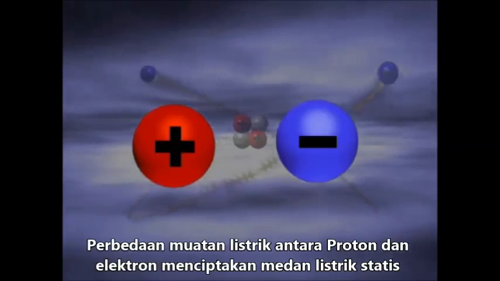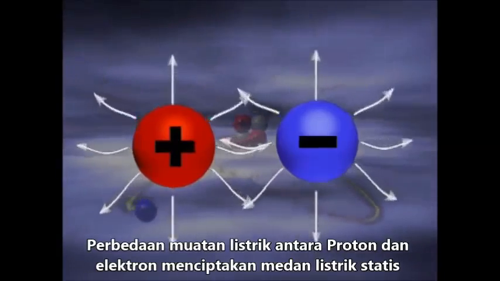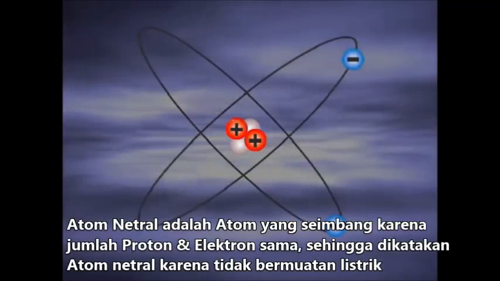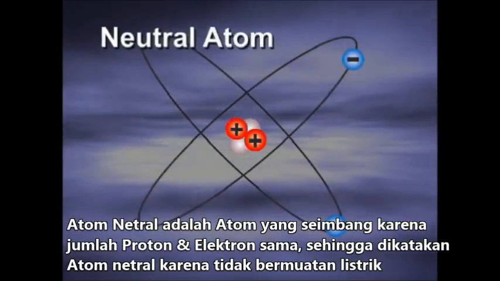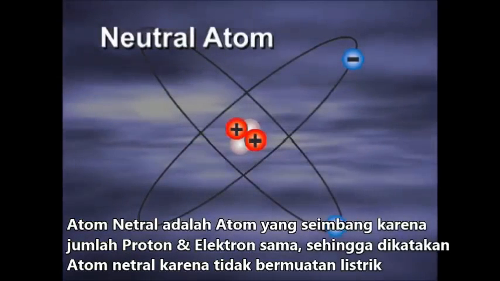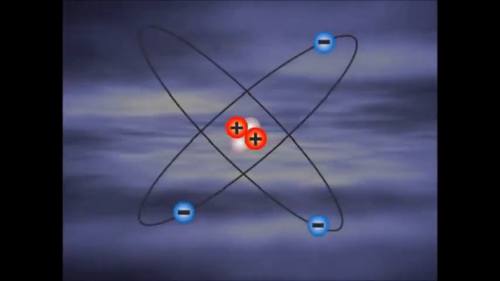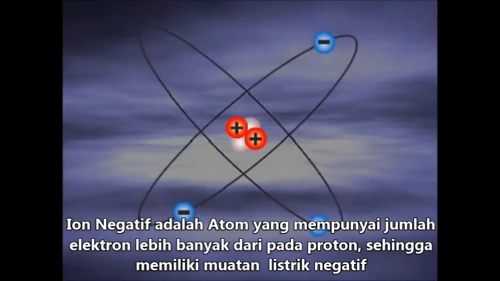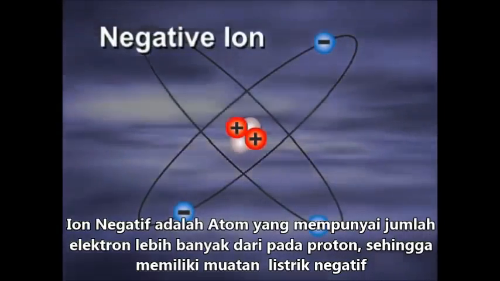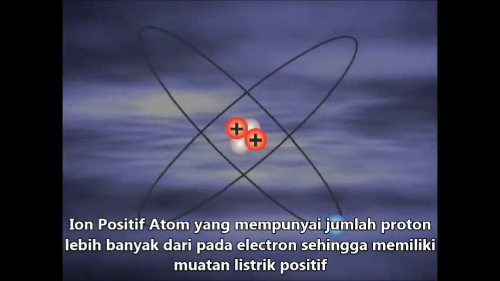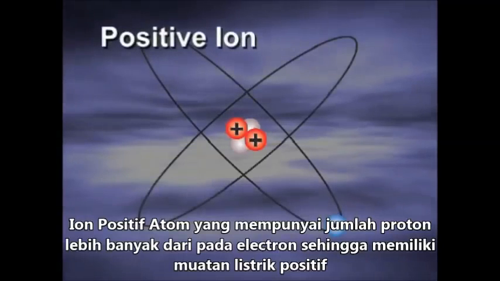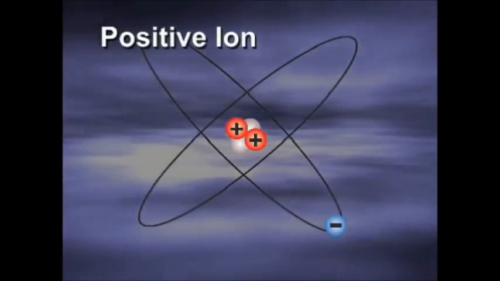These opposite electrical charges create an electrostatic field. An atom is balanced when it has an equal number of protons and electrons. It has no charge, and it's said to be neutral. When an atom has more electrons than protons, it has a negative charge and is called a negative ion. An atom that has fewer electrons than protons will have a positive charge and is known as a positive ion.